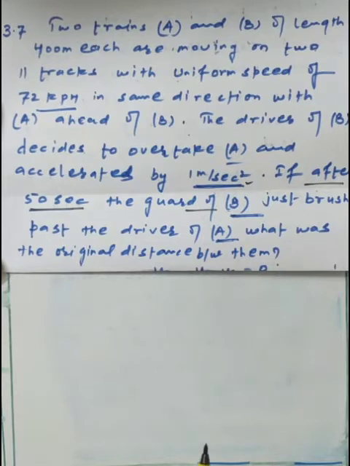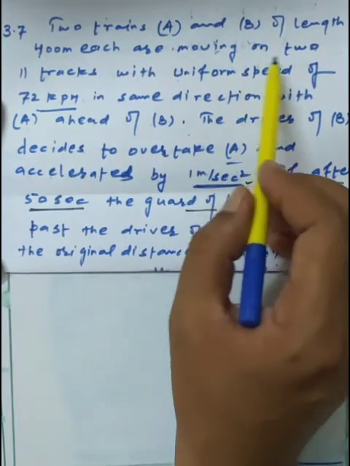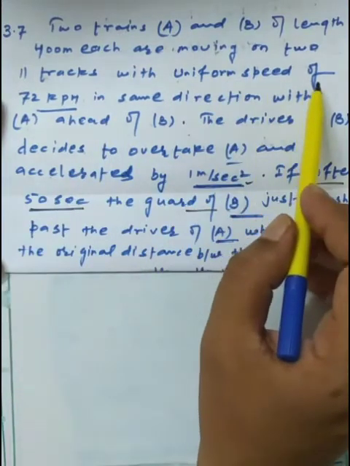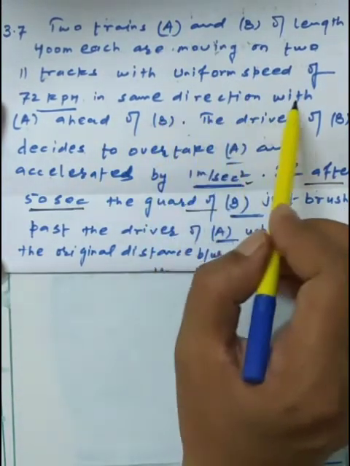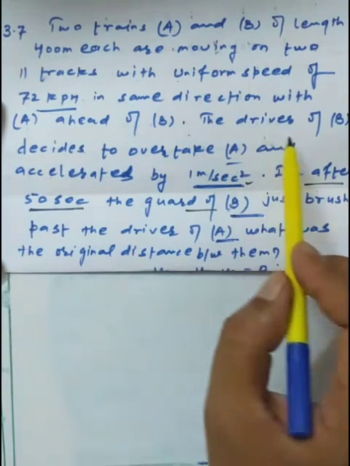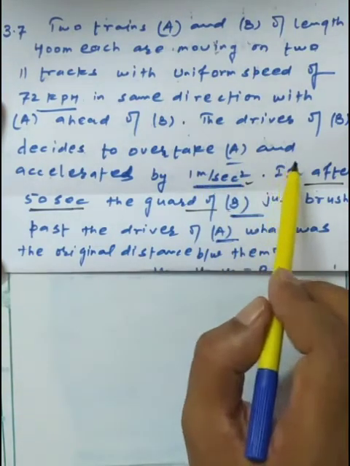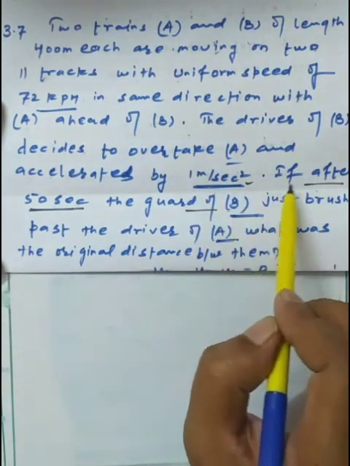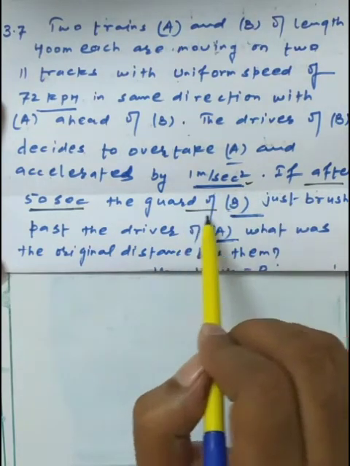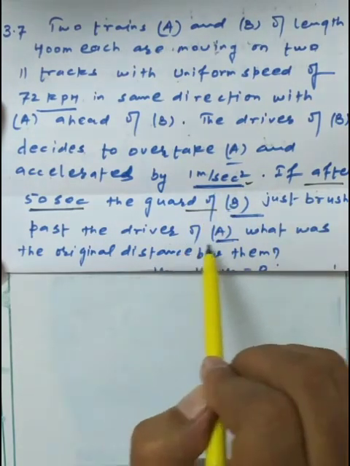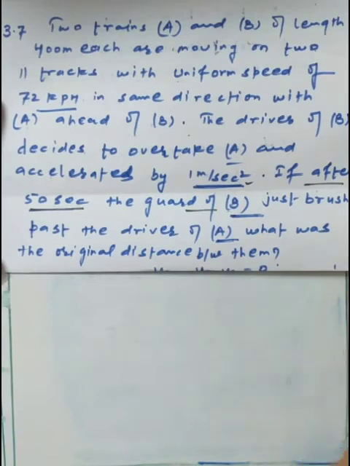Now, dear students, we have the next problem. Two trains A and B, of length 400 meter each, are moving on two parallel tracks with a uniform speed of 72 km per hour in the same direction, with A ahead of B. The driver of B decides to overtake A and accelerates by 1 meter per second square. If after 50 seconds the guard of B just brushes past the driver of A, what was the original distance between them? This is the question, and we have to plot the situation on paper. So how can we assume it?